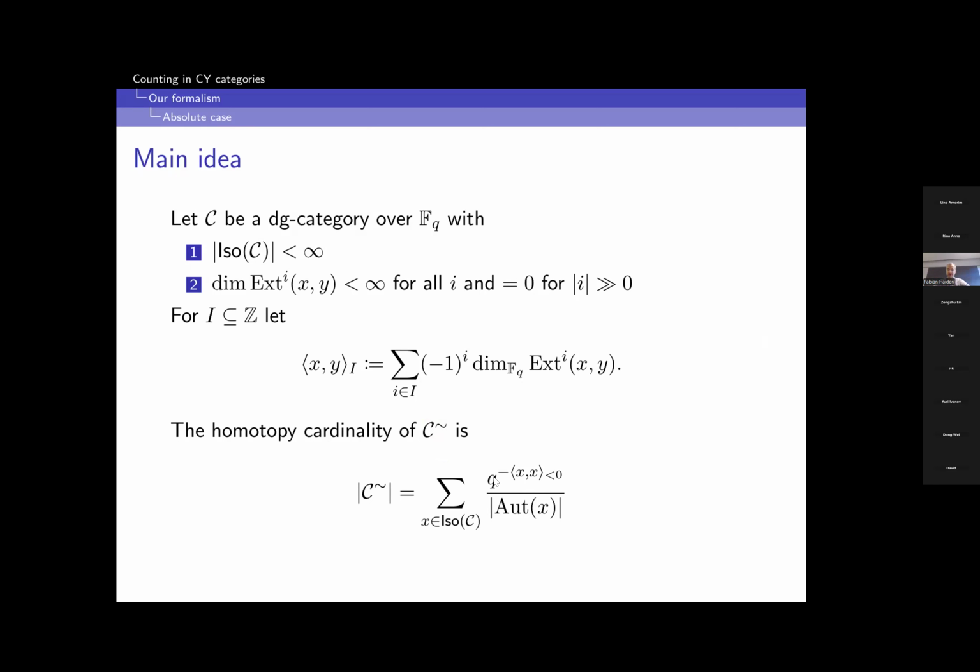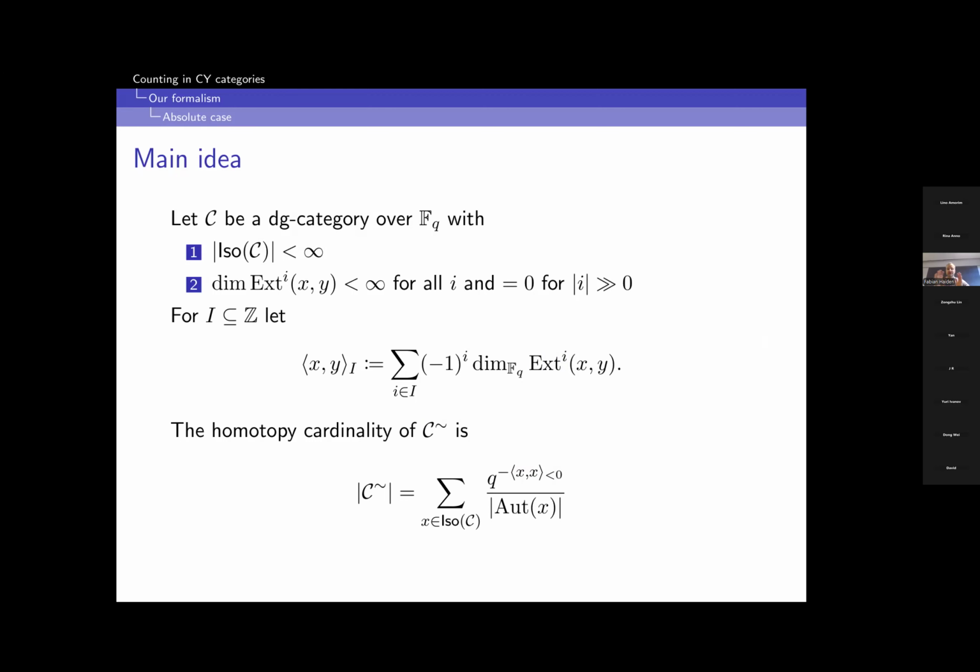And then there's some power of Q, which comes from this alternating product of sizes of higher homotopy groups. Since everything is now linear, we can write that as Q to the power minus the alternating sum of the dimensions of the Ext groups, over negative i's. That's what this definition means.